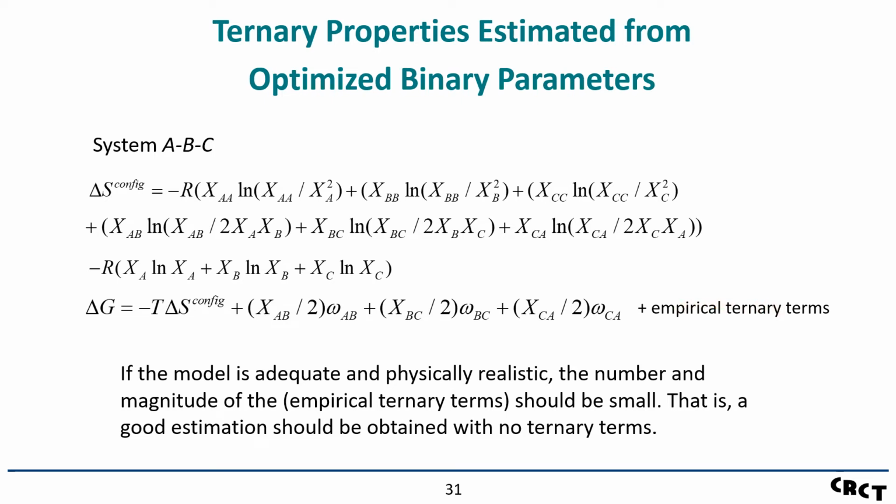So this then predicts the Gibbs energy from the binary data, and we would have to add empirical ternary terms to try to fit any ternary data which might be available. But if the model is adequate and physically realistic, the number and magnitude of these empirical ternary terms must be small. That is, a good estimation should be obtained even with no ternary terms. The ternary terms are small fudge factors which you use to fit the data if it's available in the ternary system.